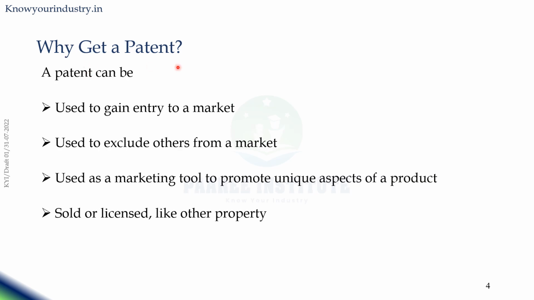Why get a patent? A patent can be used to gain entry to a market. A patent can be used to exclude others from a market. A patent can be used as a marketing tool to promote unique aspects of a product. A patent can be sold. A patent can be licensed like other property.